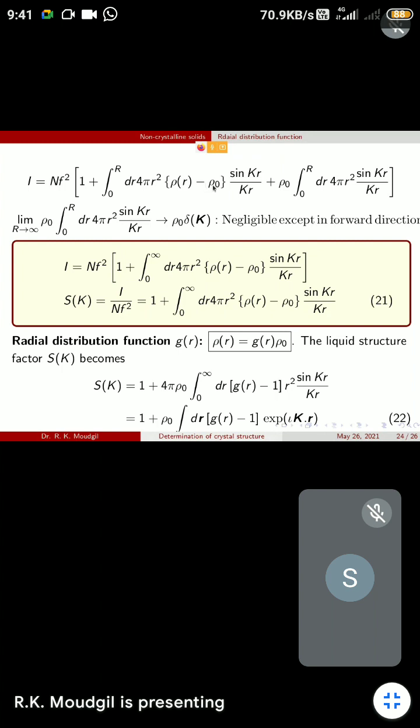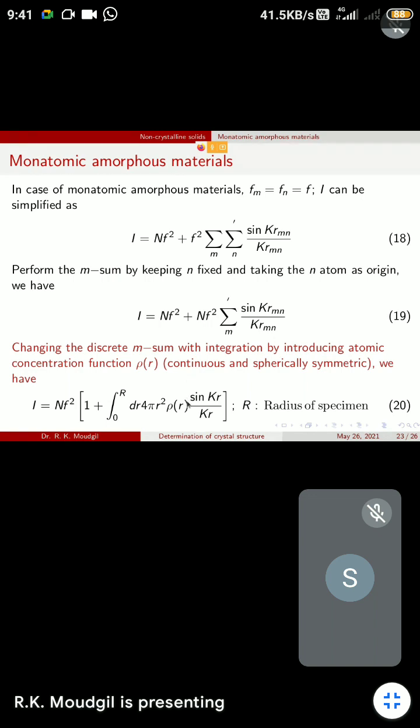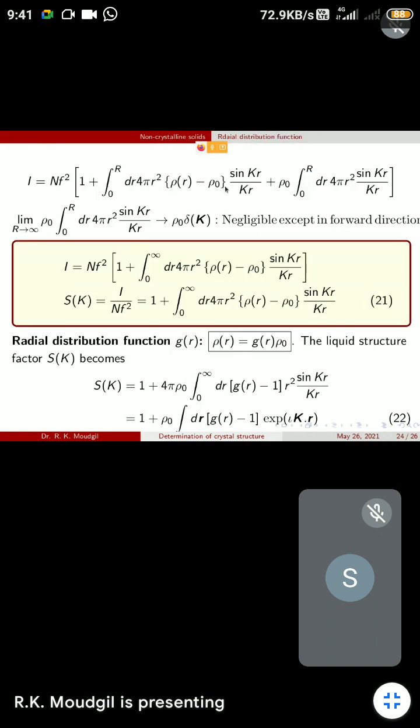हमने वहाँ पे रो नॉट ऐड किया और रो नॉट सब्ट्रैक्ट कर दिया. जो टर्म ऐड किया वो टर्म हमने सेपरेटली लिख ली. Now we can check that because our sample is basically macroscopic, we can take the limit r tending to infinity. So limit r going to infinity, it can be seen that this integral dr 4 pi r square sine kr by kr is basically rho naught delta k, where delta k is a three-dimensional Dirac delta function.